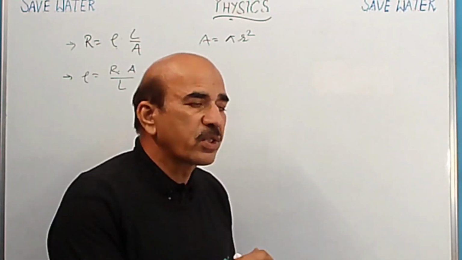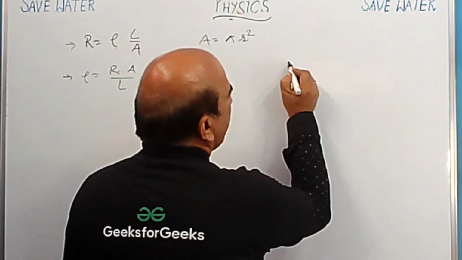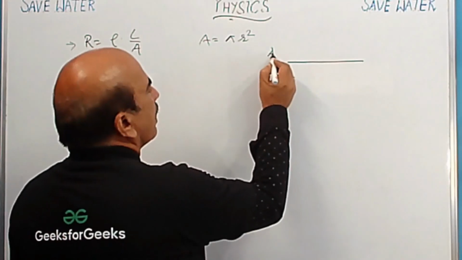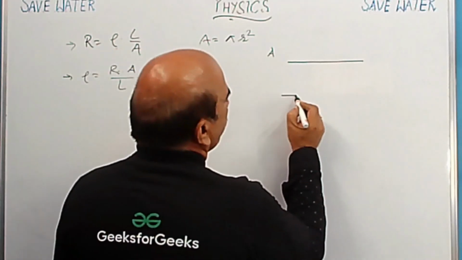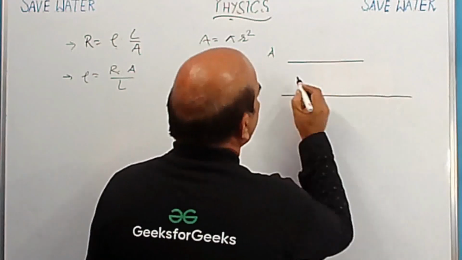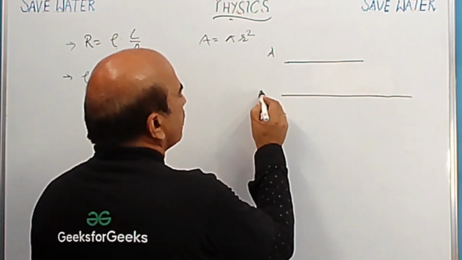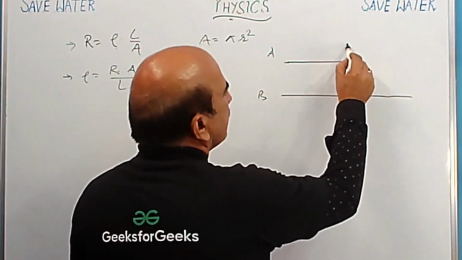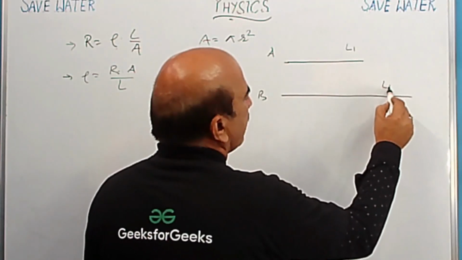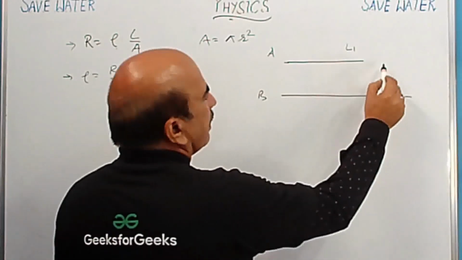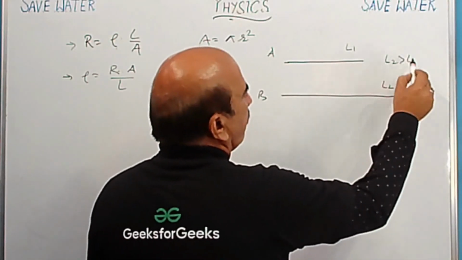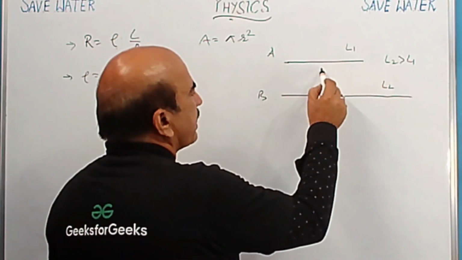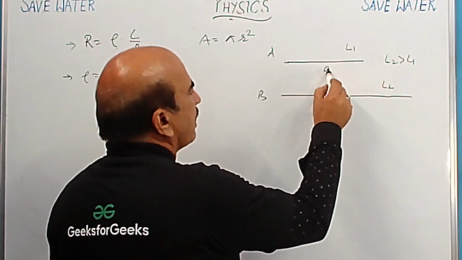Now actually the question is, if I have two wires, one wire is this A and another wire is B. Both have the same area of cross section. But here you can see its length is L1 and its length is L2. L2 is greater than L1. And the area of cross section of both is the same.